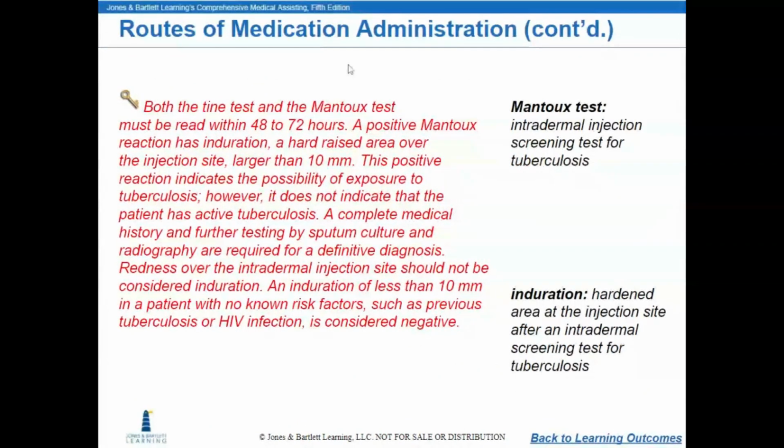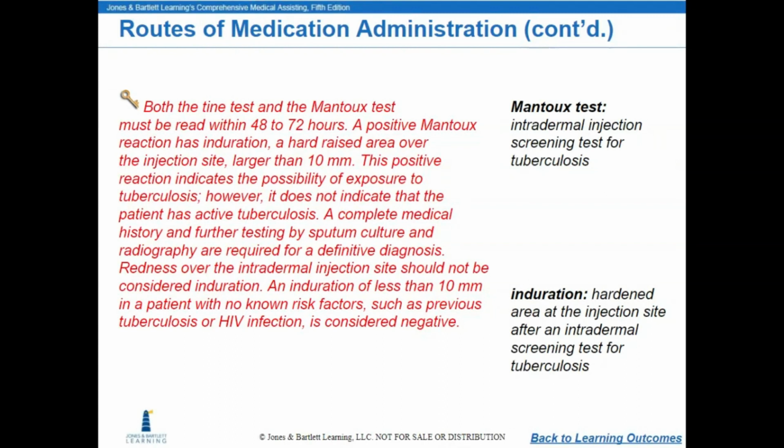Both the tine test and the Mantoux test have to be read within 48 to 72 hours. I'm sure you guys have had a TB test before and you had to go back and have it read between 48 to 72 hours. So it's very important when you give your TB test to let your patient know to come back in 48 to 72 hours, not within. Because if we say within, they may think it can be any time prior to 48 hours, but it has to be 48 to 72 hours, okay? Not in 24 hours, not less than 48 hours, but 48 to 72 hours, okay?